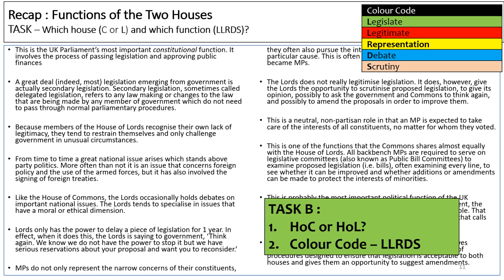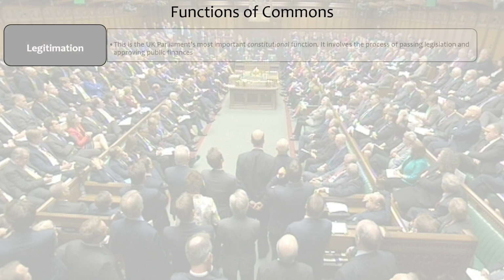And you would have gone through these, read through them and decided which one was which. So, the two things to do with the sheet is first off decide, is this something the House of Commons do or the House of Lords? They're pretty obvious, some of them. Some of them mention House of Lords, some of them mention House of Commons. So I think probably that's a bit straightforward. The more difficult bit is to decide, does that refer to its function to legitimate, legislate, represent, debate, or scrutinise? And here are your answers.